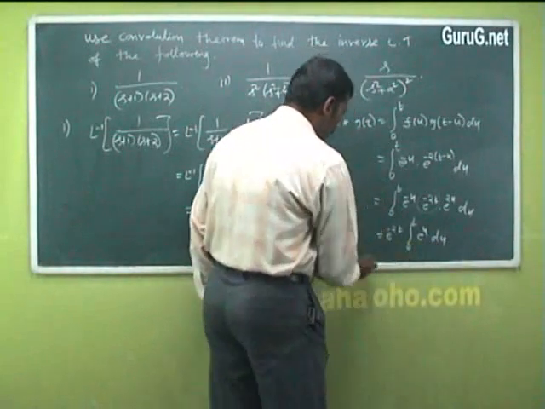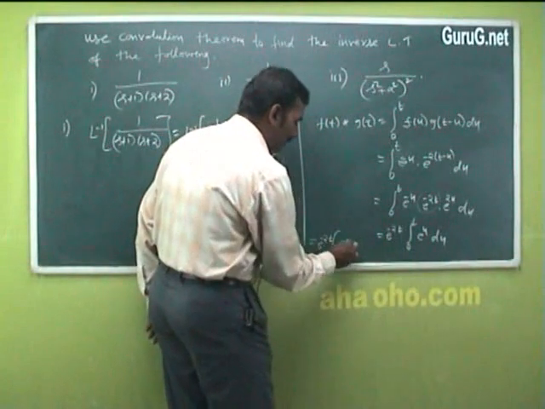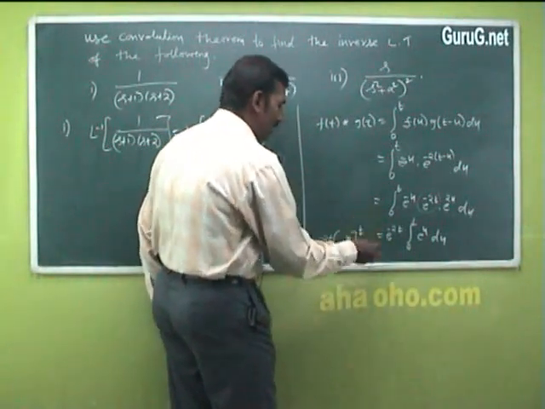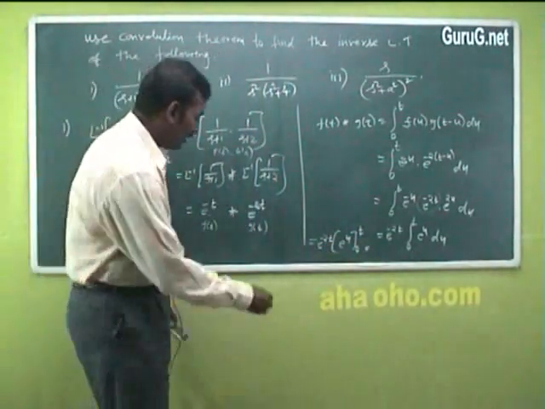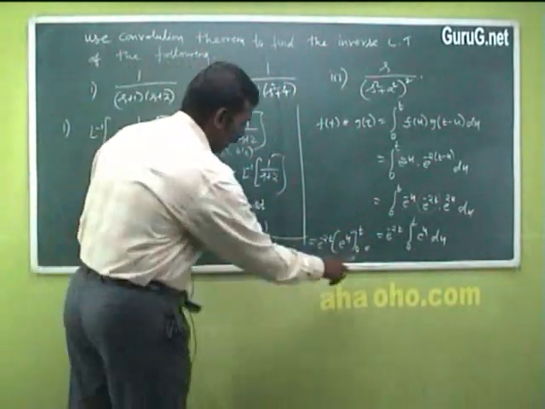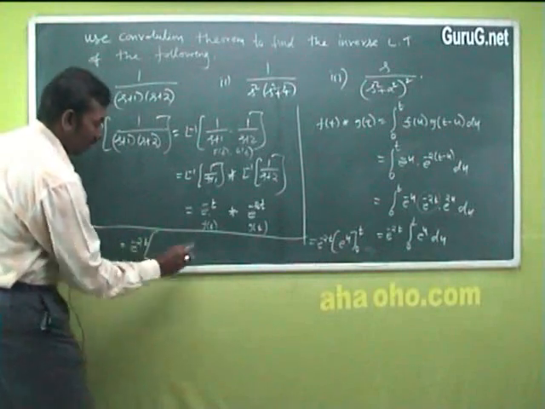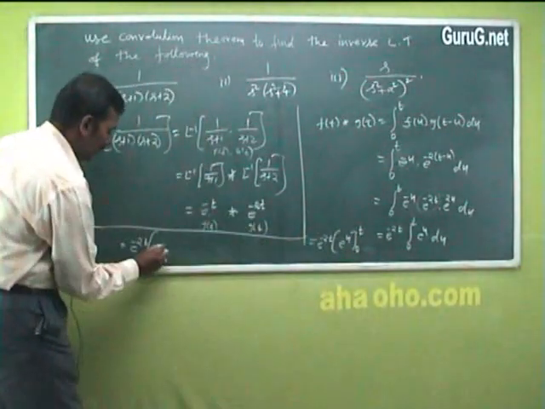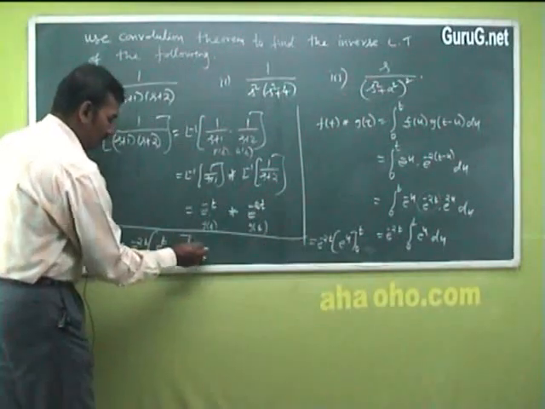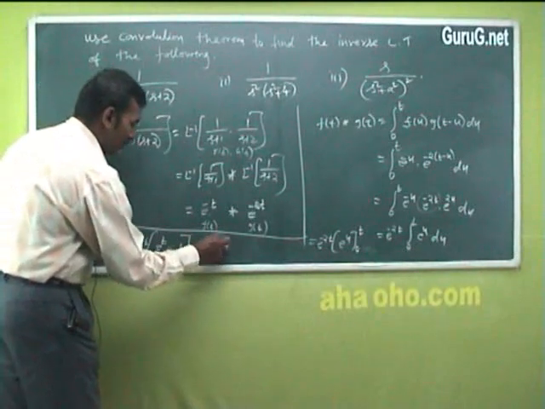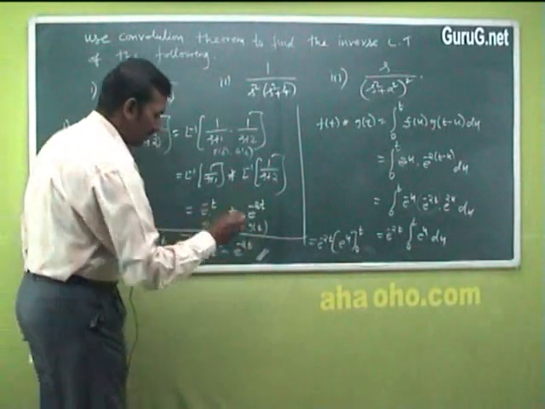Right? So integrate it. e power minus 2t, and integrating e power u gives e power u, with limits 0 to t. Substitute the upper limit: e power minus 2t into e power t, minus the lower limit e power 0, which is 1. So you multiply it: e power minus t minus e power minus 2t. This is the answer.